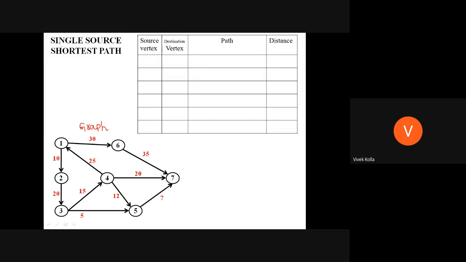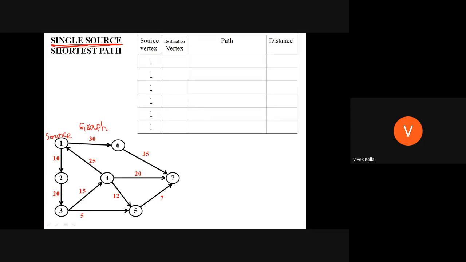So single source, as the name of the algorithm indicates, there will be only one source vertex. Let us assume that the source vertex is 1. So in the single source shortest path, there is only one source vertex. So let us assume that the source vertex is 1.